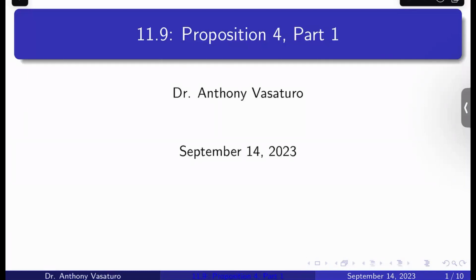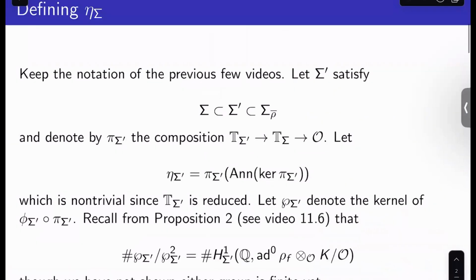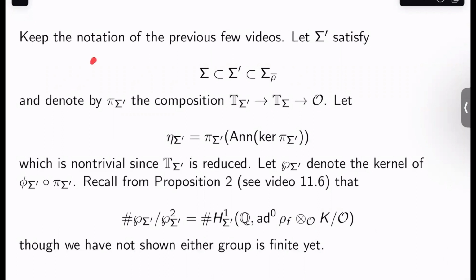Today we're going to be covering part 1 of proposition 4 of the general case of R equals T. And so let's get started. Okay, so we're going to keep the notation of all the previous few videos, so go review that if you haven't yet. We're going to let sigma prime be between a set sigma and sigma sub rho bar for our representation rho bar we've been working with recently.